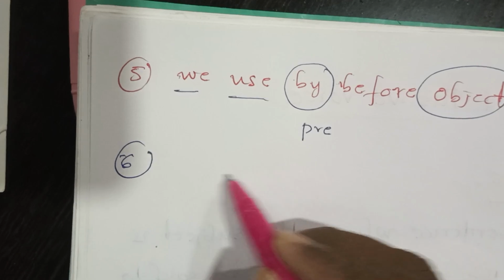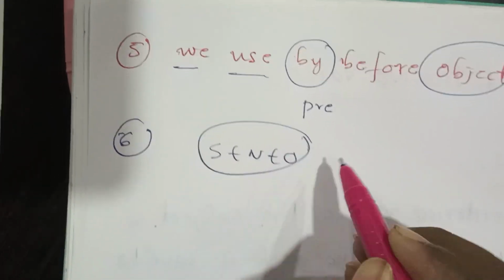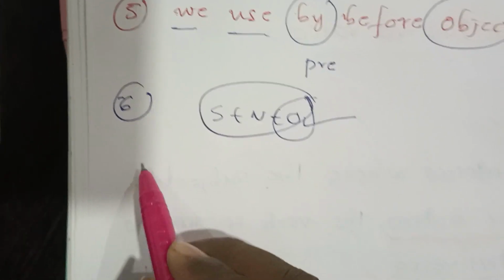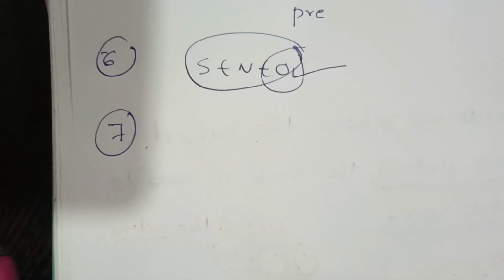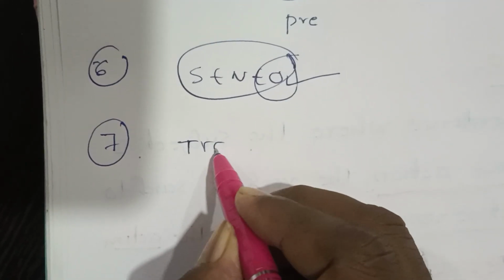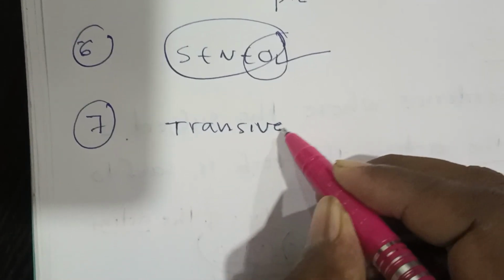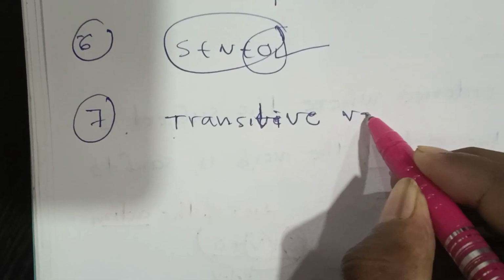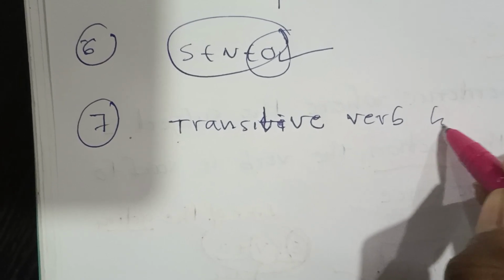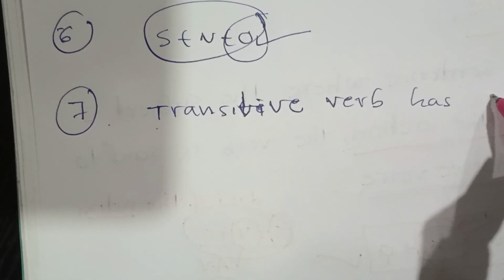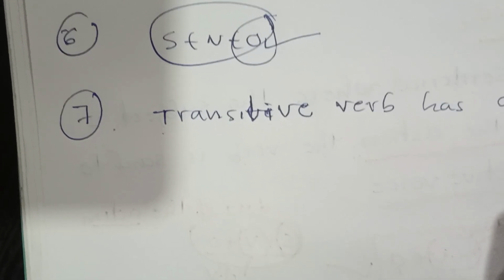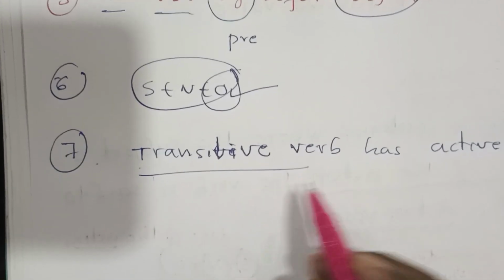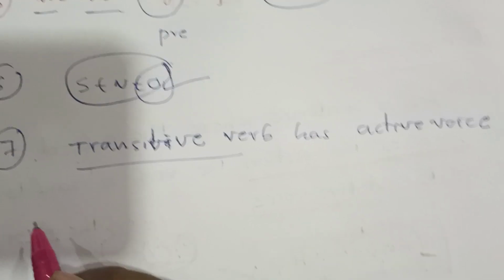Based on that we can say subject, verb, object. If there is an object, we can change. If there is no object, how can we change? We cannot change. So first we check that. Roughly we can say that a transitive verb has an active voice, and it will take an object.